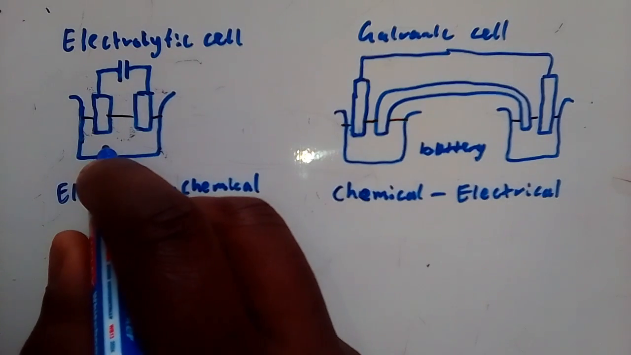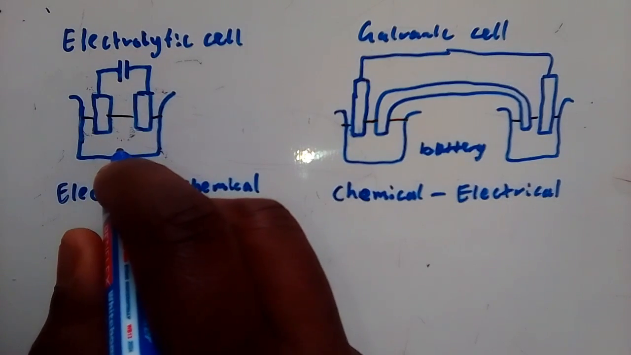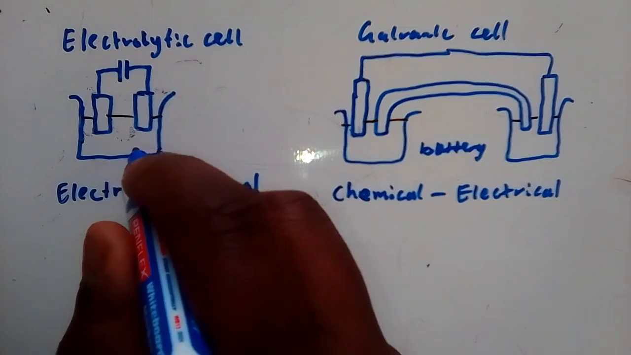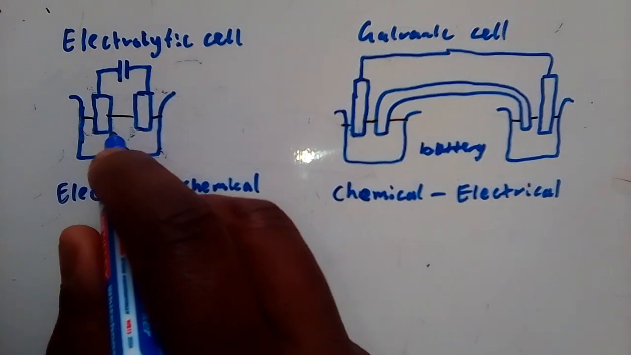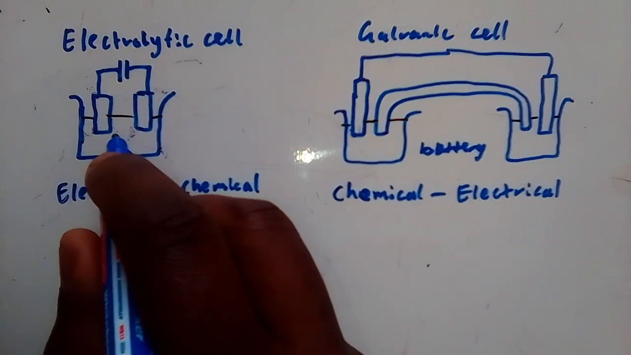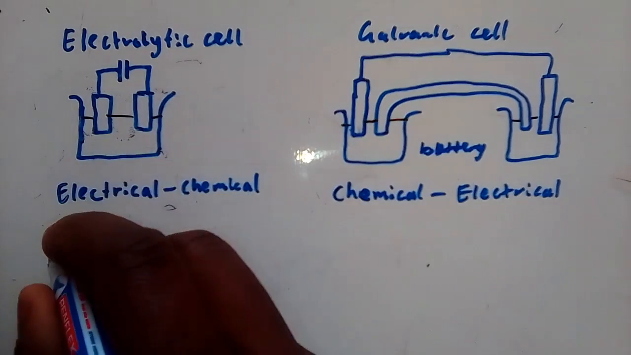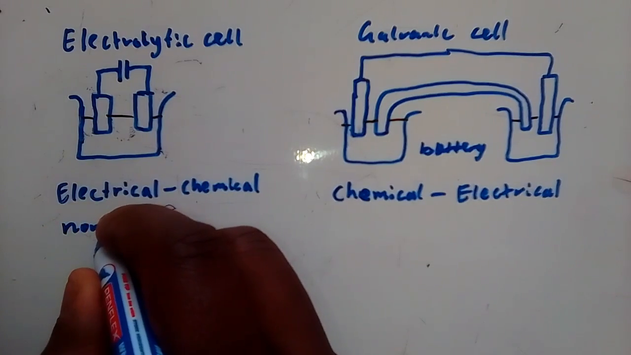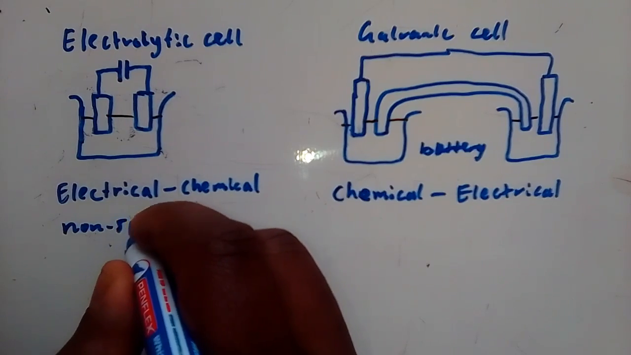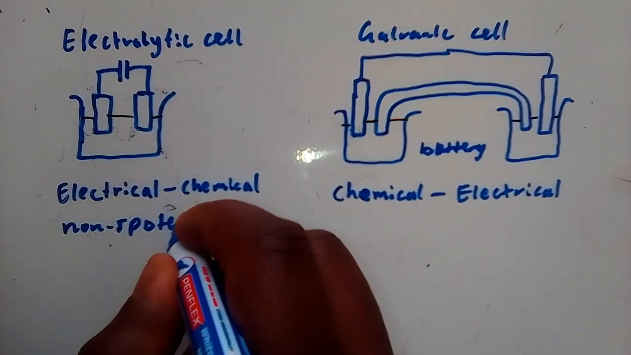Now, the electrolytic reaction cannot happen on its own, it needs electrical energy so that it can happen. It means this reaction is non-spontaneous. It cannot happen without an interference of energy. Because this chemical part cannot happen on its own, we call this a non-spontaneous reaction.